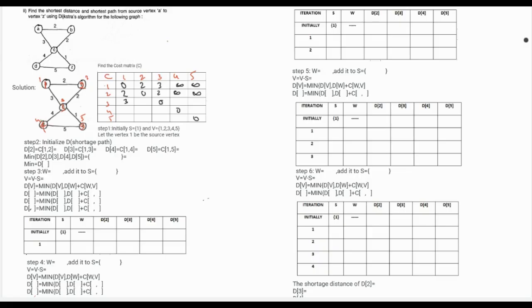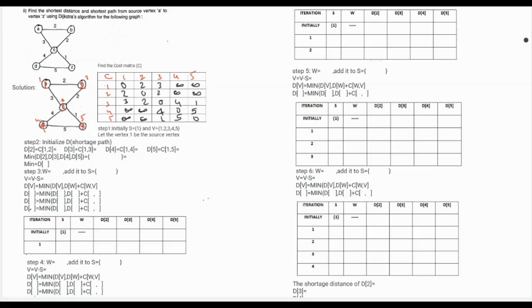Then next, for vertex 3: for 1 it is 3, for 2 it is 2, for 4 it is 4, for 5 it is 1. The next one, 4: 4 to 3 you have 4, and 4 to 5 you have 5. Then the remaining is infinite. The next one, 5 to 3 you have 1, 5 to 4 we have 5, and the remaining will be infinite.